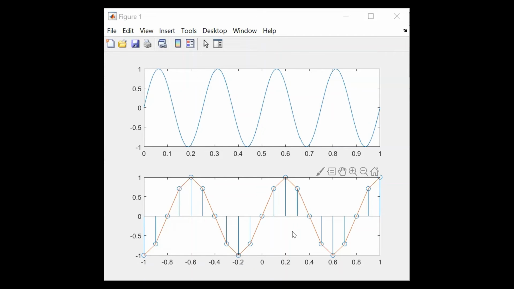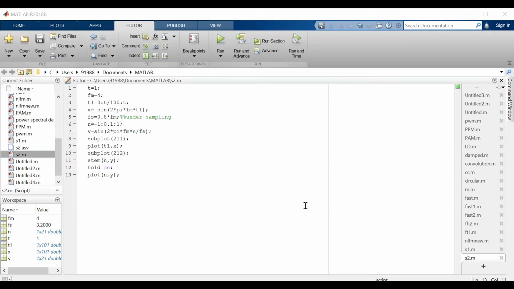it is not possible to reconstruct the signal properly; we can reconstruct the signal only if it satisfies the sampling criterion. If we go for a more number of samples, then we'll get the exact signal. So that is the difference between sampling, undersampling, and oversampling. I hope you all understood how to write the MATLAB code for sampling theorem.